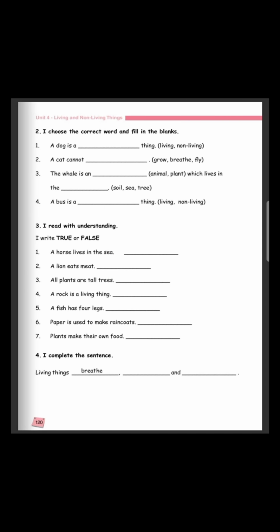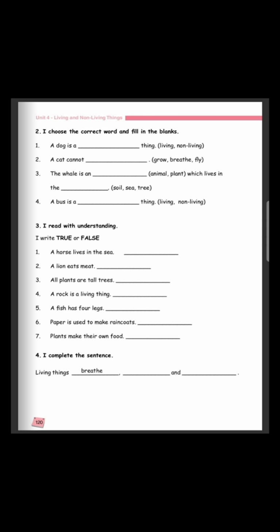Now we are going to work out question number 3 together. I read with understanding. I write true or false. Let us spell true. T-R-U-E, true. False now. F-A-L-S-E, false. True veut dire vrai et false c'est faux. Donc il faut écrire whether the statements, si c'est vrai ou faux ces phrases qu'on vous a données.